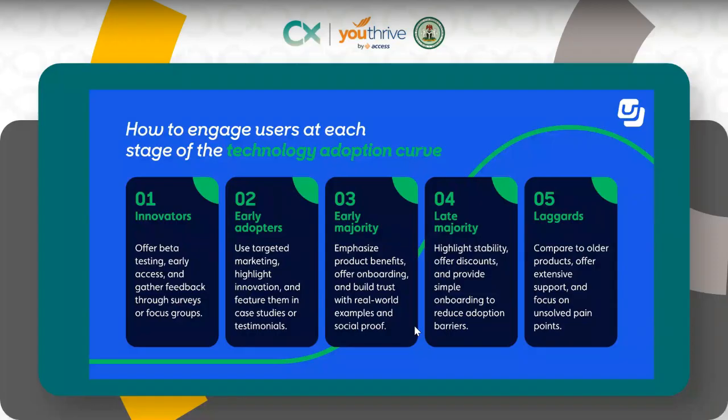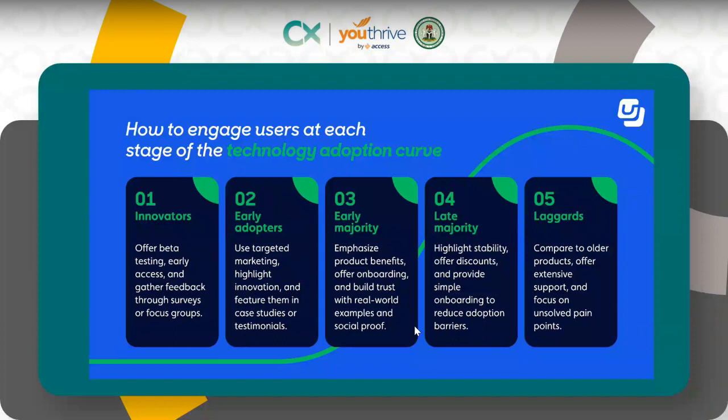For early majority, you're looking at emphasizing the product benefits, offering onboarding, and building trust with real-world examples and social proof. For the early majority, all they need is social proof: more people talking about the product, real-life examples, interviews with people, videos of people engaging with it, and reviews from other people, not even influencers. Someone just comes up and talks about the product. This is how you engage early majorities.